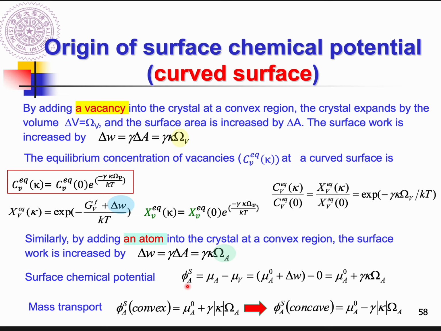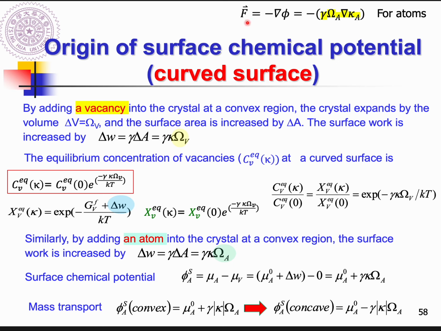And when you try to write down the surface chemical potential on the convex region, don't forget that gamma is positive, so you get mu A0 plus gamma kappa omega A. If that is a concave region, I suggest you use a negative to represent the kappa, so it will be mu A0 minus gamma kappa omega A. So you got these results. Okay, so now you have a surface chemical potential on the convex region and concave region.